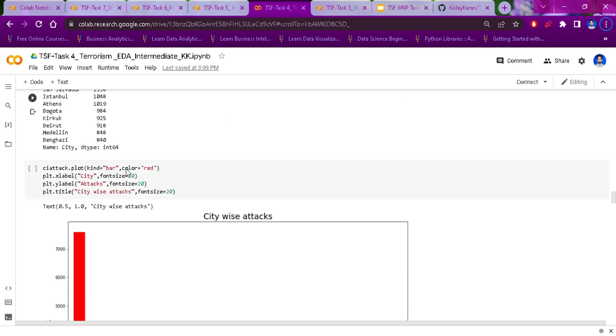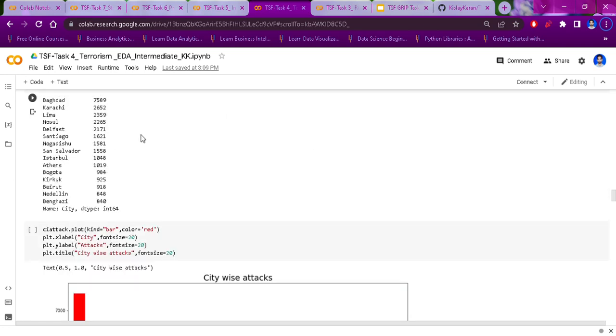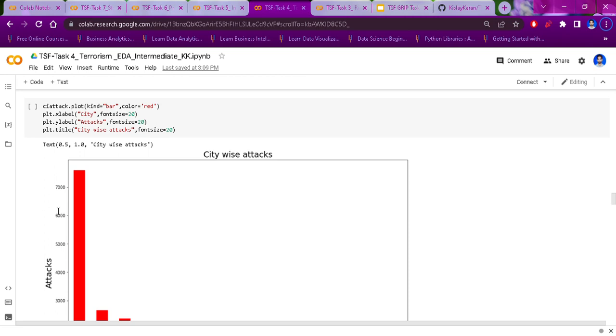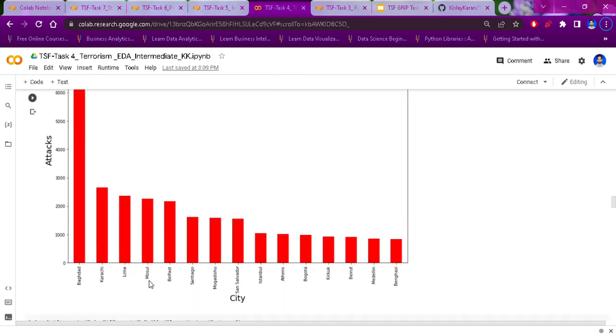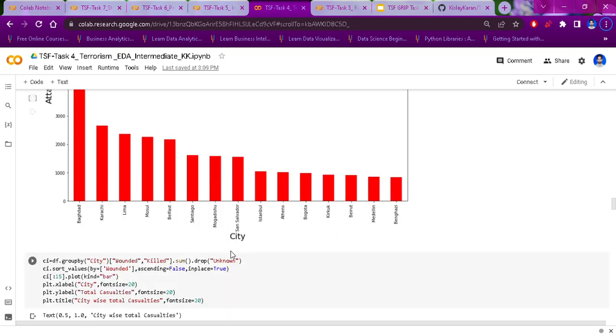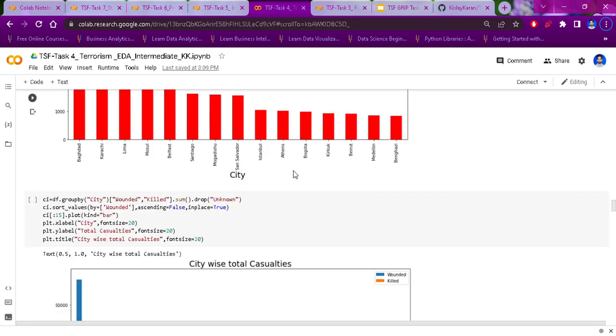Then city wise we'll be considering the attacks. The most attacks have taken place in Baghdad in the Iraq region, Karachi in Pakistan, and the least is Benghazi. Baghdad, Karachi, Lima, Mosul and Belfast. This is the city-wise attacks taking place, showing the counts of attacks in the cities. Most is for Baghdad.